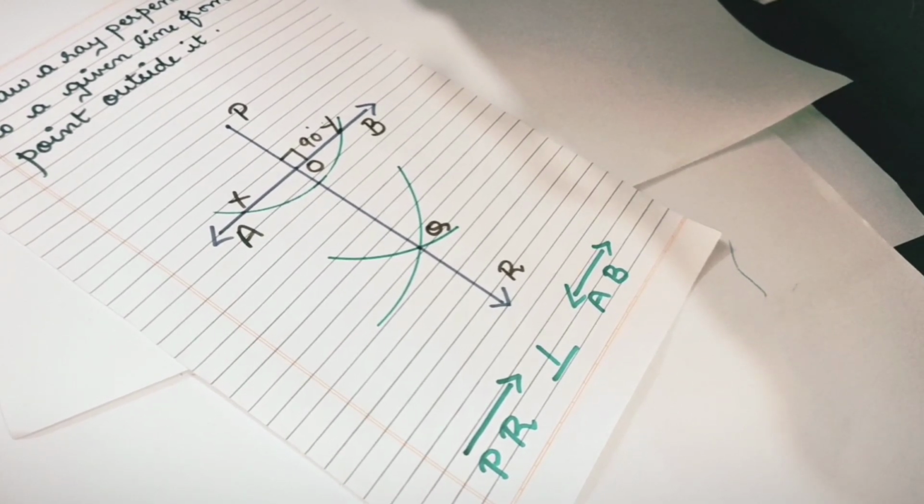In this video, we have seen how to draw a ray perpendicular to a given line from a point on the line as well as from a point which lies outside the line.